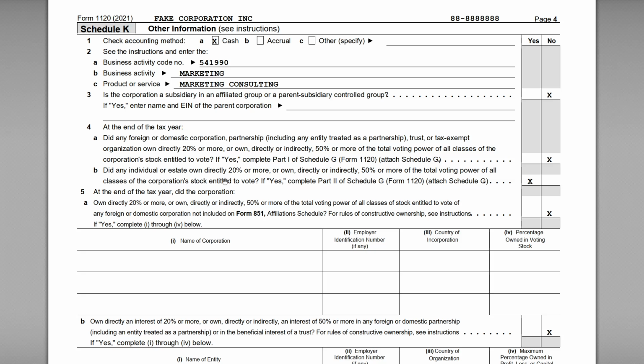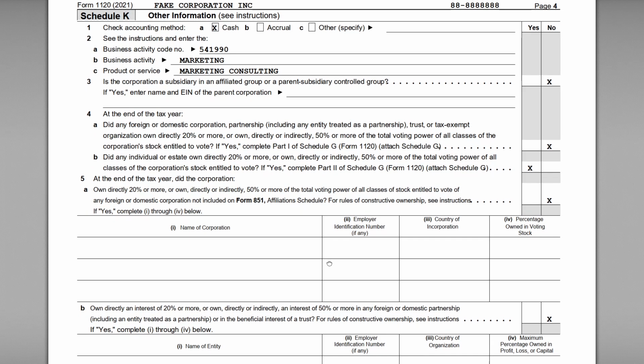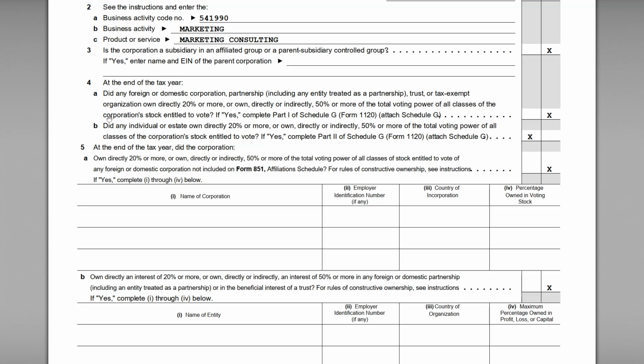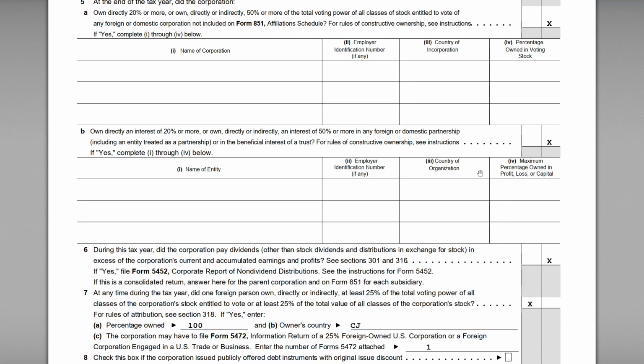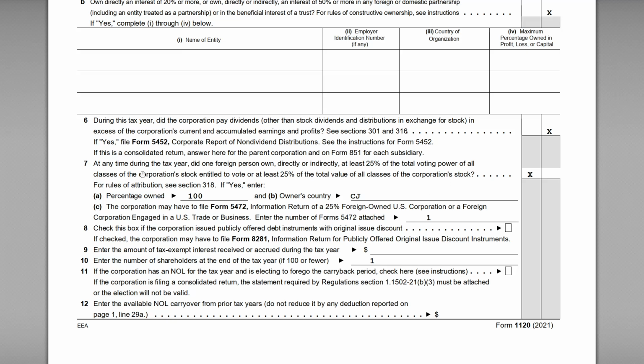So this Schedule K includes information about the company, right? Mainly additional disclosures. So in question 4B, right here, we're answering yes because we have an individual that owns directly 20% or more of the company. So we check yes and we attach a Schedule G. And then down here in question 7, it asks us, did any foreign person own directly or indirectly at least 25% of the total voting power of all classes of stock or the value? In this case, yes, right?